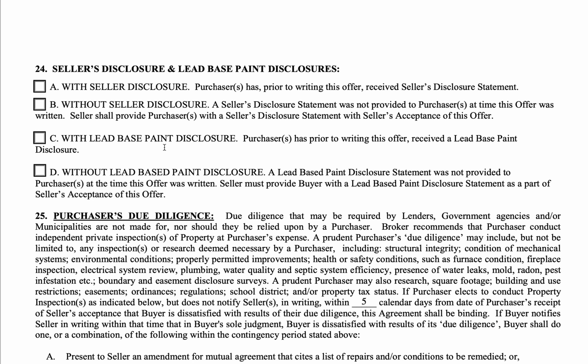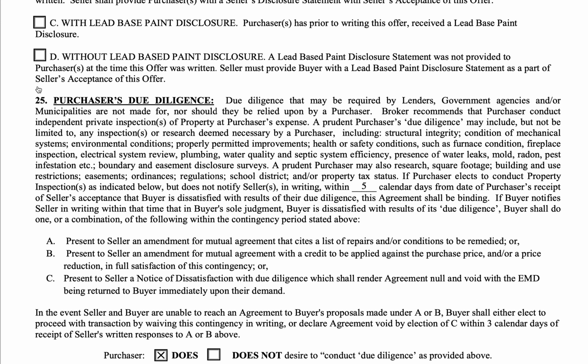Number 24 is seller's disclosure and lead-based paint. You want to thoroughly read through your seller's disclosure that was sent for the property you're making an offer on. You'll also read and look at the lead-based paint disclosure if it was built before the time that we stopped using lead-based paint. Number 25 is due diligence.